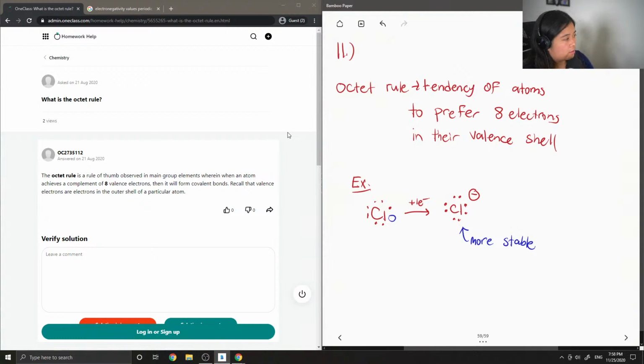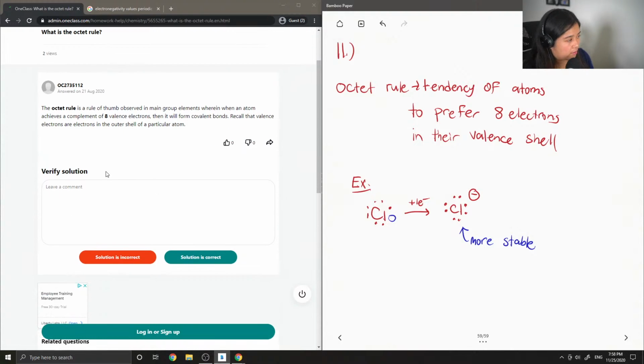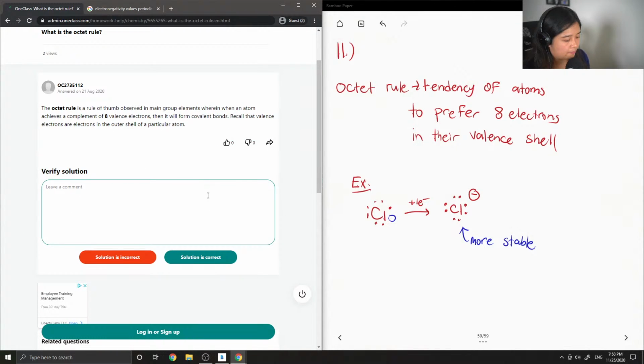Okay, so the junior tutor said the octet rule is a rule of thumb observed in main group elements wherein when an atom achieves a complement of 8 valence electrons, then it will form covalent bonds. Recall that valence electrons are electrons in the outer shell of a particular atom. Yep, so the solution is correct.